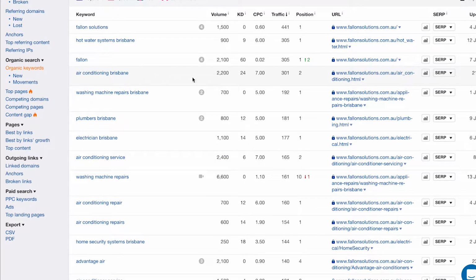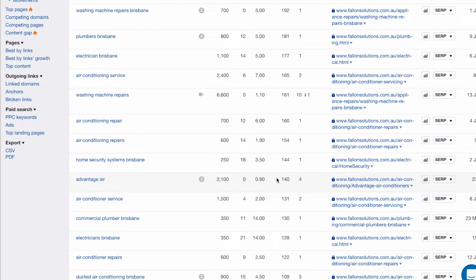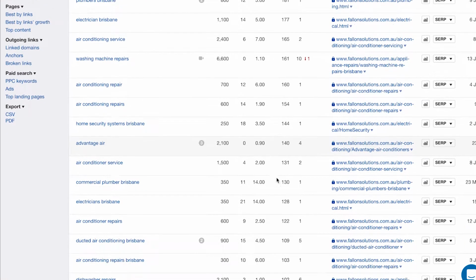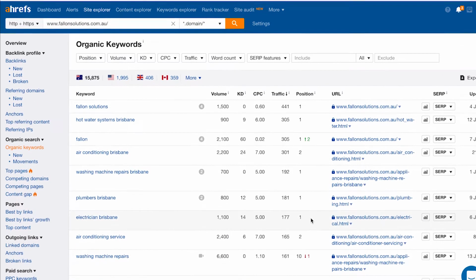And same with air conditioning Brisbane, has 2,200 volume. Again, you can start to see these possible windows of keywords that you could target. So again, ducted air conditioning Brisbane, 900 search, rank 5. We could push this up. Excellent. So this is a very quick way to do some keyword research.